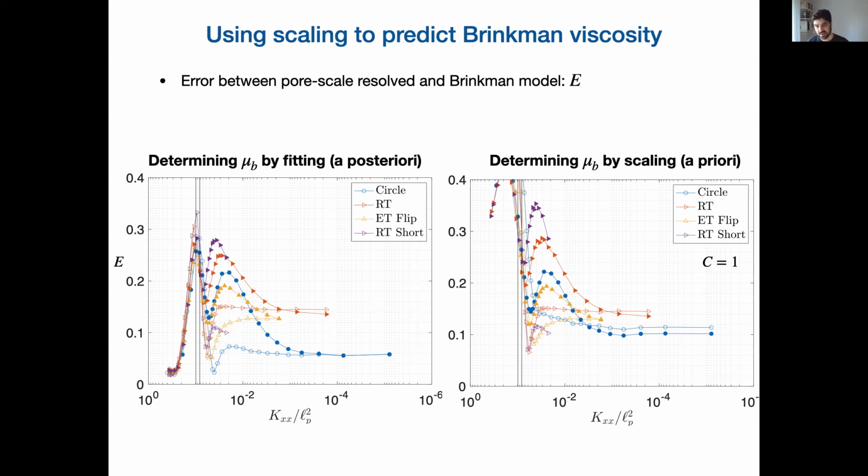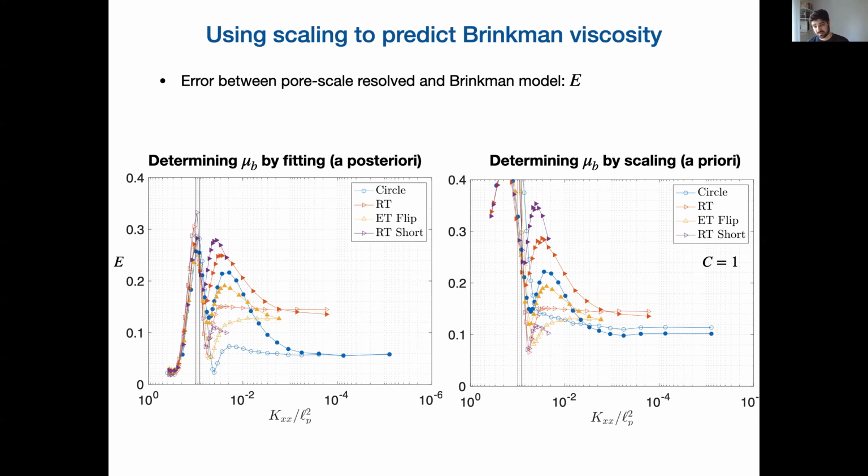Now, if instead of fitting the Brinkman viscosity with the direct numerical simulations, we determine it through our scaling, and we put C equal to 1, right? We cannot know what C is for every geometry, so we put C equal to 1, and then we get an error which is shown in the right plot. And what we can see here is that the error is not increasing by an order of magnitude, it is increasing by 10-20%. So instead of having 30% error, we have something like 40 or 50% error.